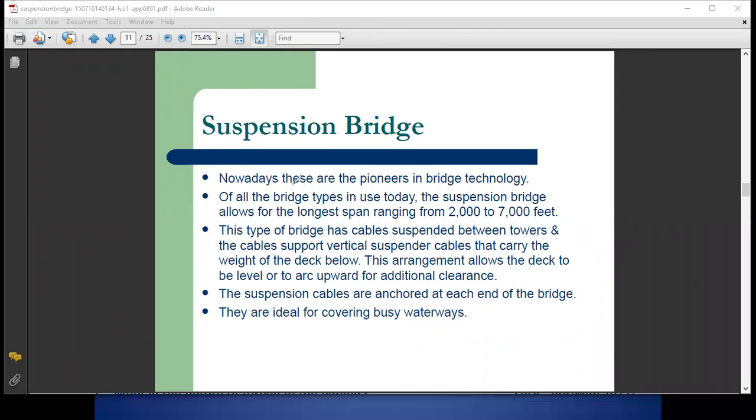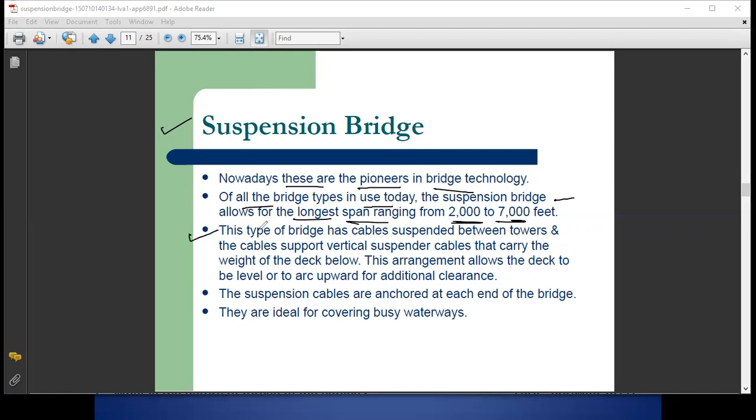Now, these are the pioneers in bridge technology, that is the suspension bridge. If you see the Bandra Worli Sea Link Bridge in Mumbai, that is a suspension bridge. Of all the bridge types used today, suspension bridges allow for the longest span, ranging from 2,000 to 7,000 feet.